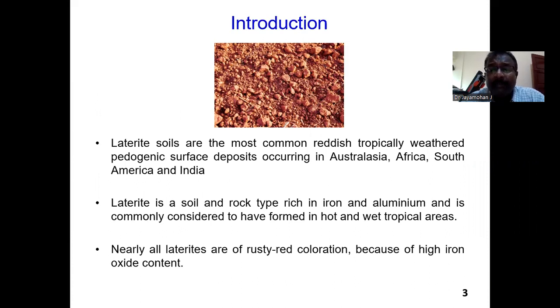Now, laterite soils are the most common soils whose color is reddish, and these are tropically weathered surfaces. These are found in the regions of Australasia, Africa, South America, and India. It is basically referred to as a soil and rock type, and it is rich in iron and aluminum, and is commonly found in hot and wet tropical areas. Most laterites have a rusty red coloration, and that is due to the high iron oxide content.